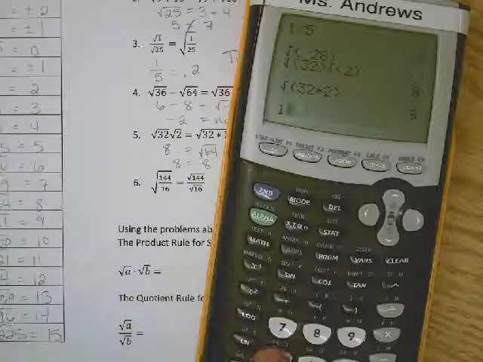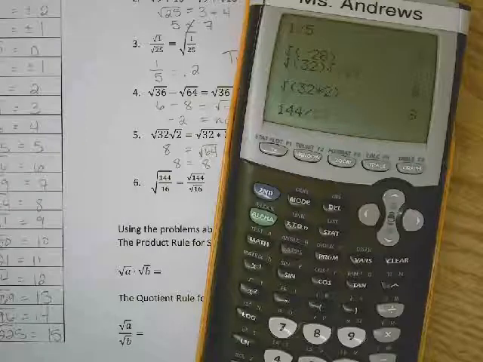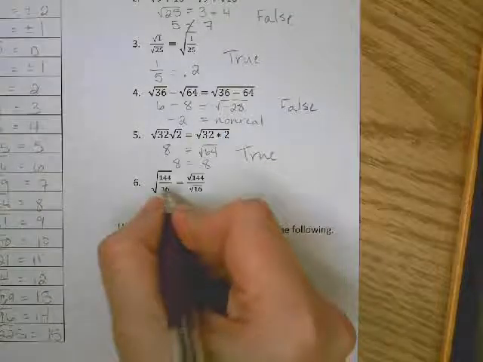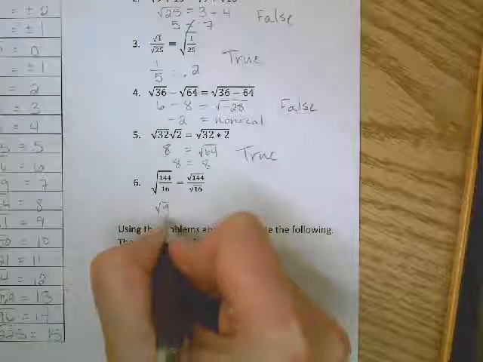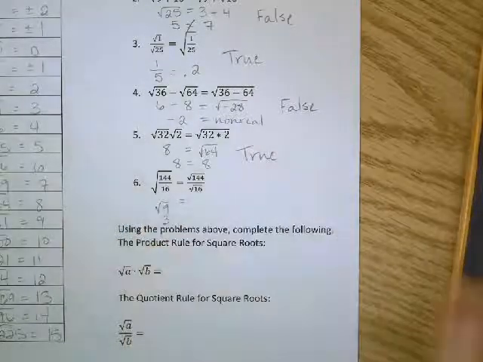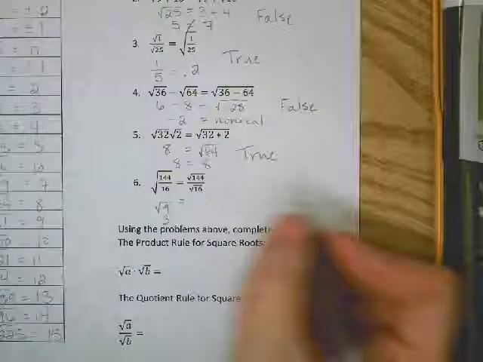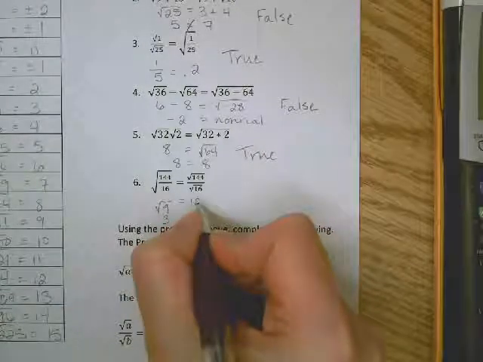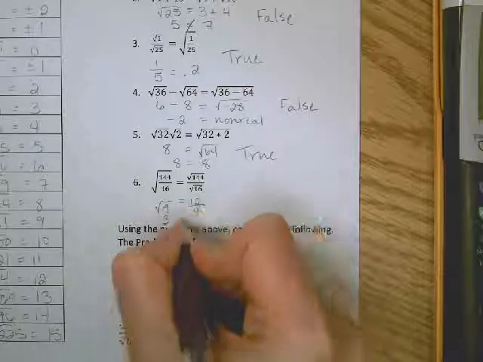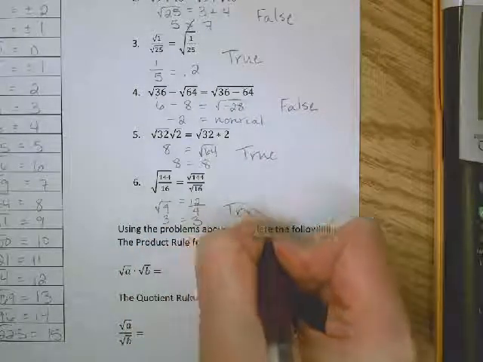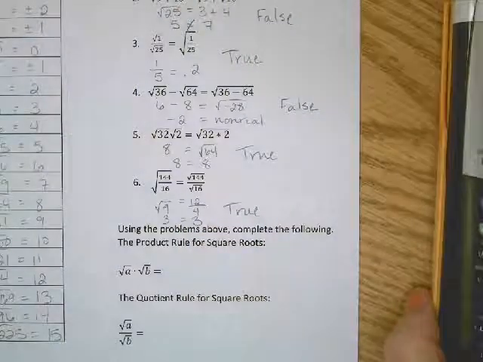So over here, I can do this a couple different ways. I can do 144 divided by 16, and I get 9. So this, simplified, is the square root of 9, which we know is 3. And I know the square root of 144 from my table is 12. Square root of 16 is 4. And 12 divided by 4 is also 3. So this one is true. Could have also just plugged that into the calculator.